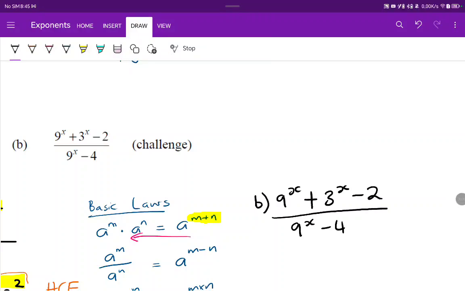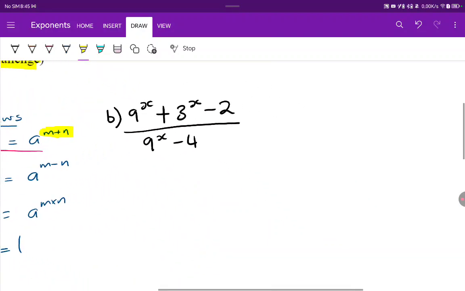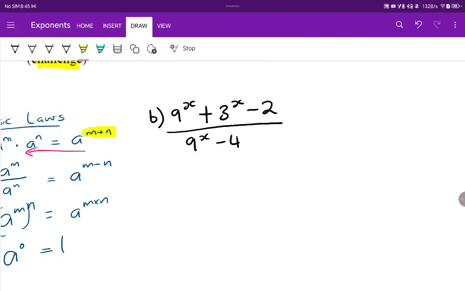Let's do example B. Now, what I want to point out is they're saying that this is a challenge. And let's have a look as to why they deem it as a challenge. So what you see is we've got 9^x + 3^x - 2 divided by 9^x - 4.